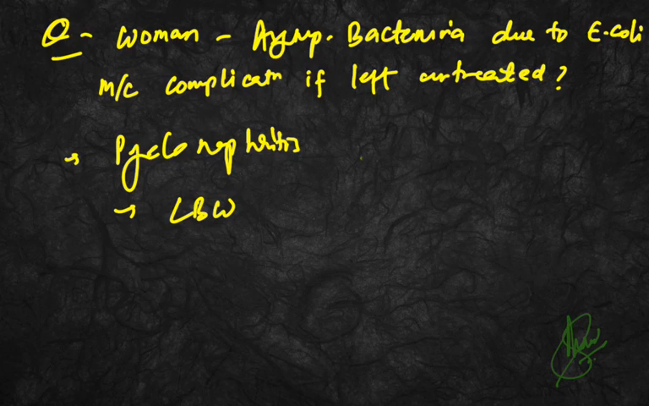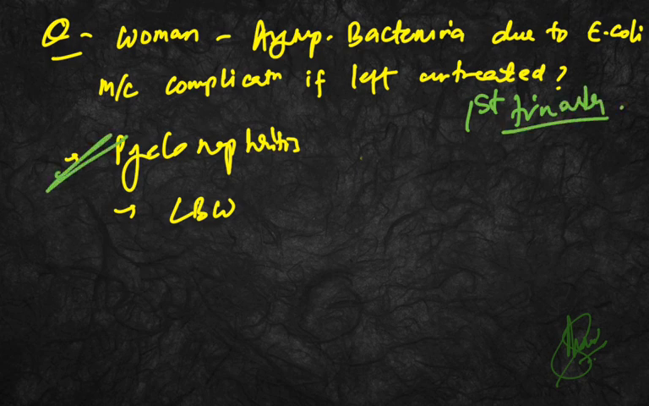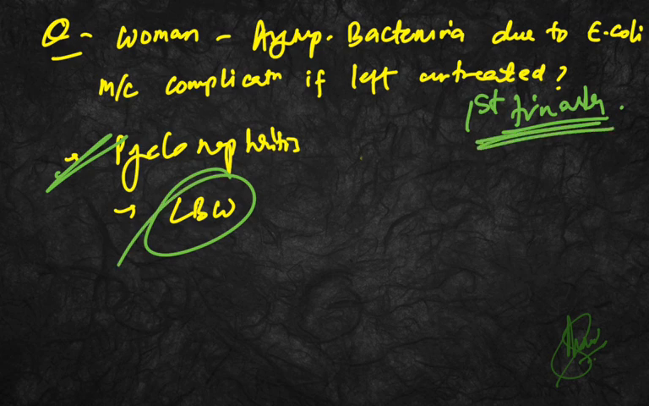Women with asymptomatic bacteriuria due to E. coli, most common complication if left untreated. I forgot to mention, in the first trimester it will be pyelonephritis, not low birth weight or anything, because in the first trimester it will not affect that much.